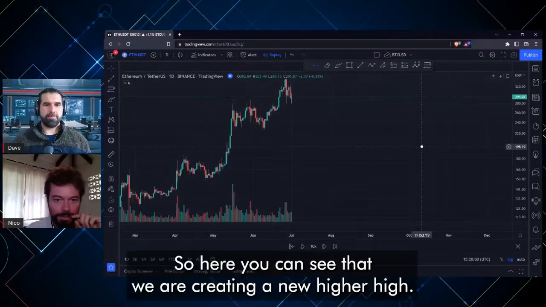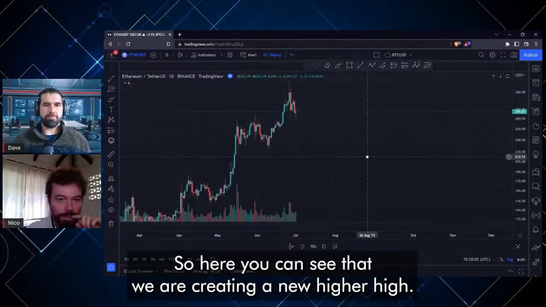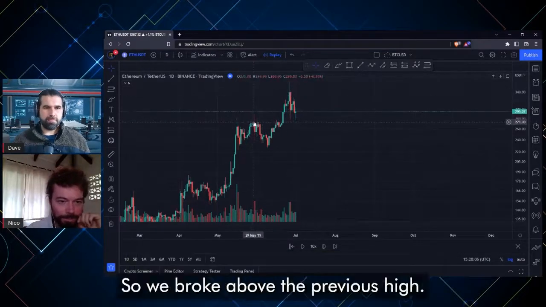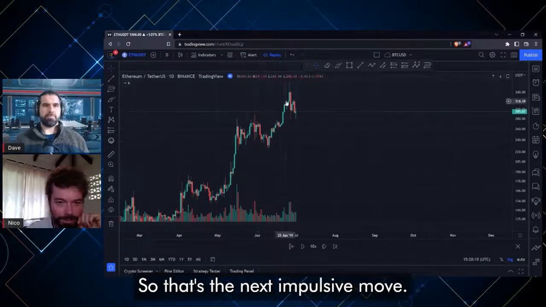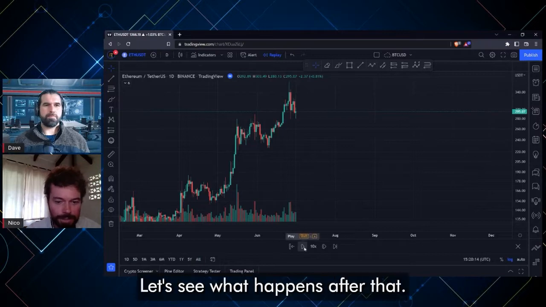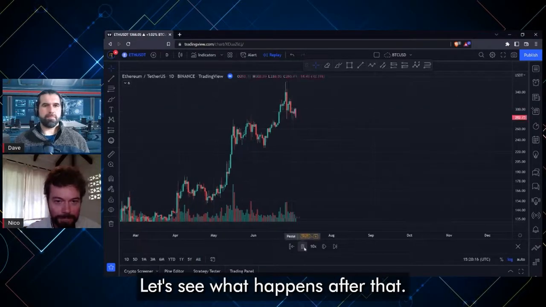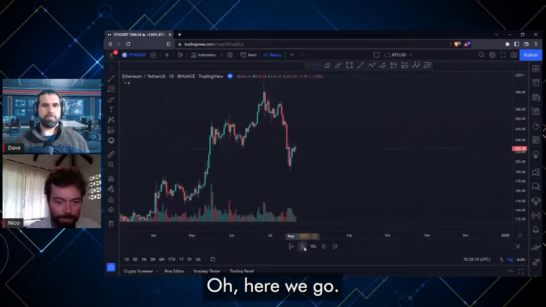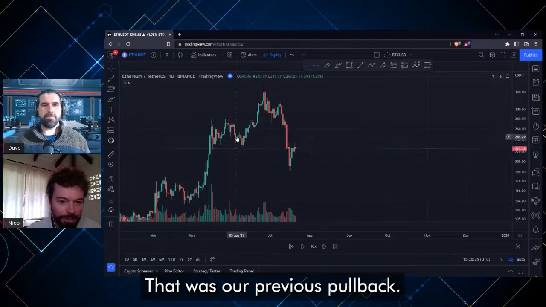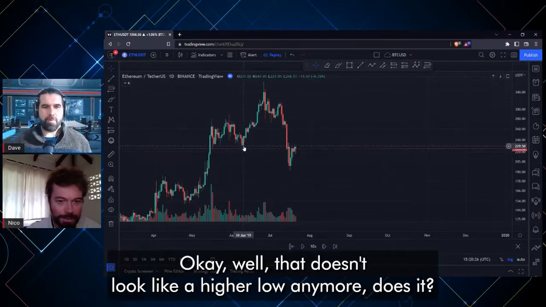So here you can see that we are creating a new higher high. We broke above the previous high, so that's the next impulsive move. That's our new higher high. Let's see what happens after that. Oh, here we go. That was our previous higher low. That was our previous pullback. Wow, that doesn't look like a higher low anymore, does it?